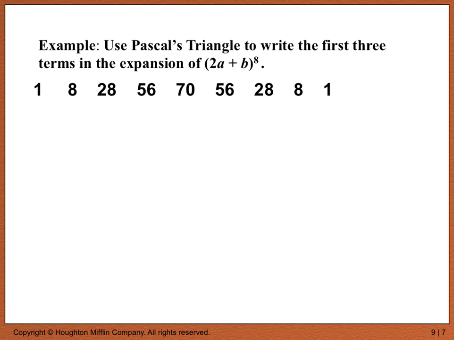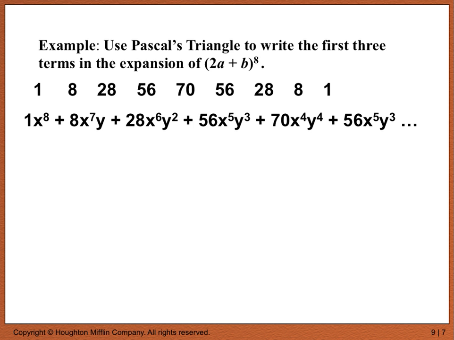Okay, so this is the 8th row that you should have constructed. The 8th row of coefficients: 1, 8, 28, 56, 70, 56, 28, 8, 1, which I can get just from the numbers above in the 7th row. All right, so I get the 8th row, and then what do I do? Well, then I just apply the pattern. 1x to the 8th plus 8x to the 7th y plus 28x to the 6th y squared plus 56x to the 5th y cubed plus 70x to the 4th y to the 4th plus 56x to the 5th y cubed.